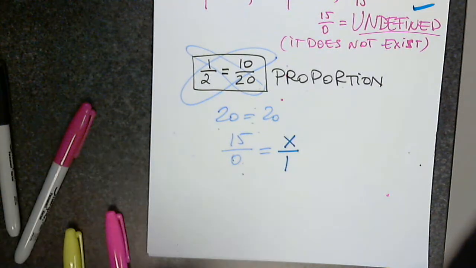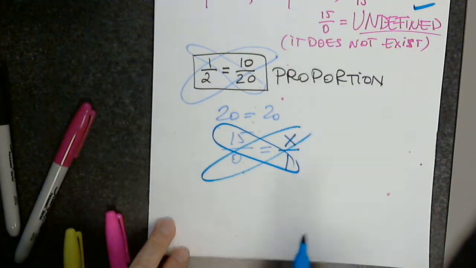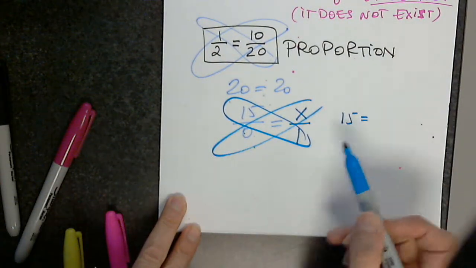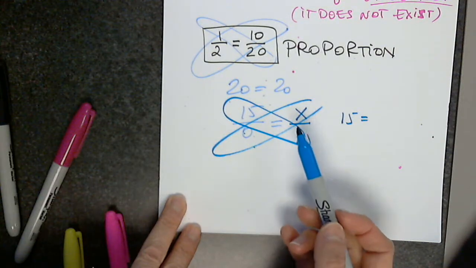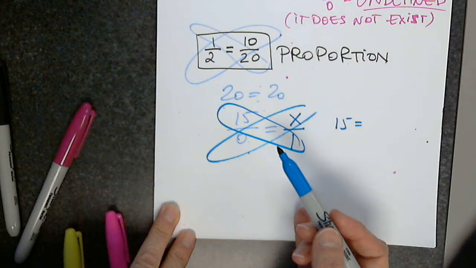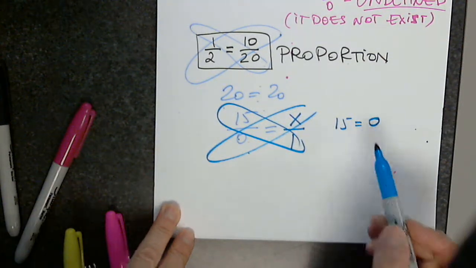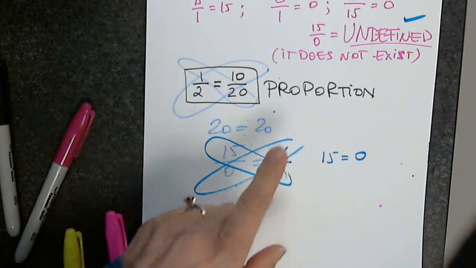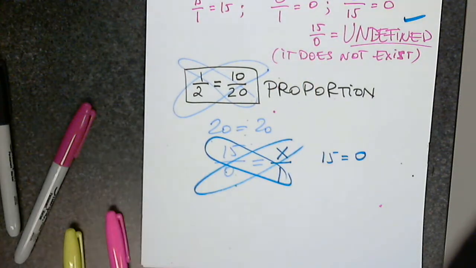What am I allowed to do in a proportion? So the left-hand side, 15 times 1 is 15, and 0 times x is 0. So now I tell you that 15 is 0. What would you say? That's not possible. Right. So if this is not possible, then division by 0 does not exist.